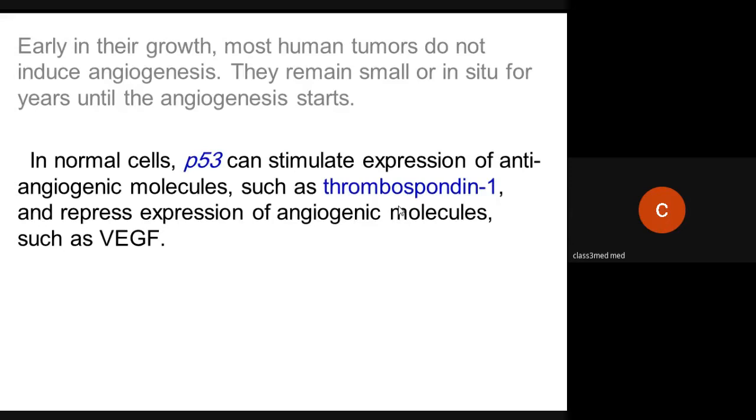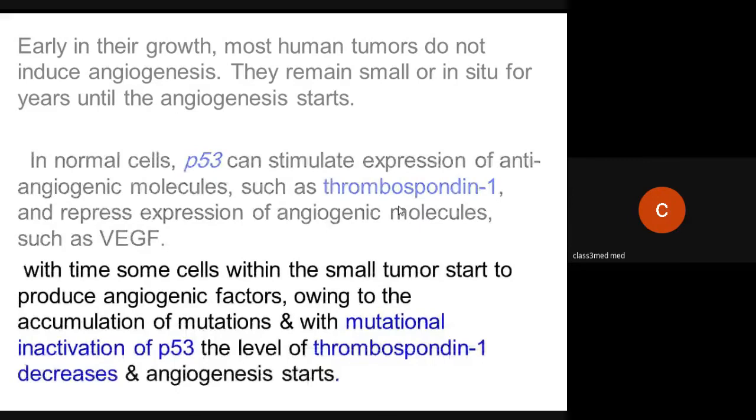So the thrombospondin-1 is high and the vascular endothelial growth factor is low. So there is no angiogenesis, and the tumor remains small in size and localized until the P53 becomes mutationally inactive.